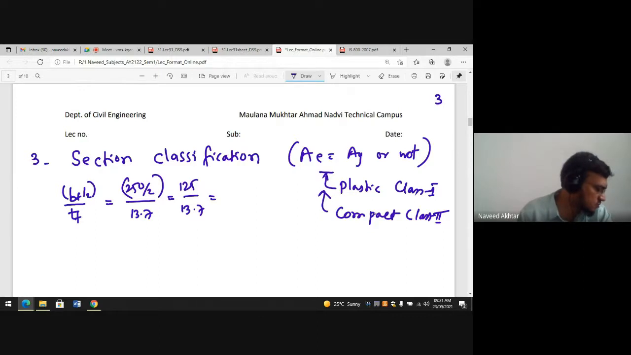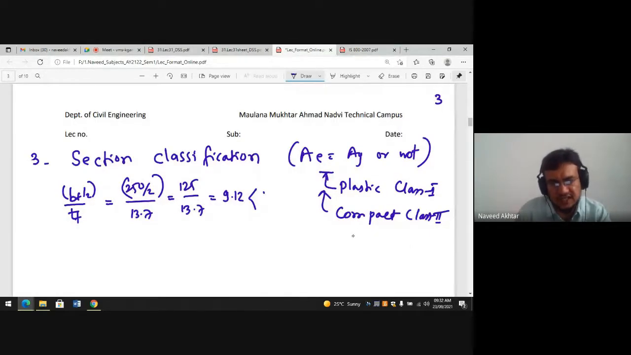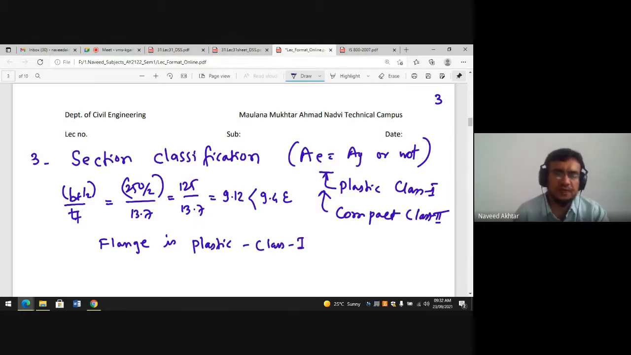It is coming to 9.12. In table number 2, you can see the outstanding element of compression flange for a rolled steel section. For our rolled steel section, if the b by tf ratio is less than 9.4 epsilon, then we will say that this is class 1. In our case 9.12 is less than 9.4 epsilon, so we'll say this flange is plastic, that is class 1.